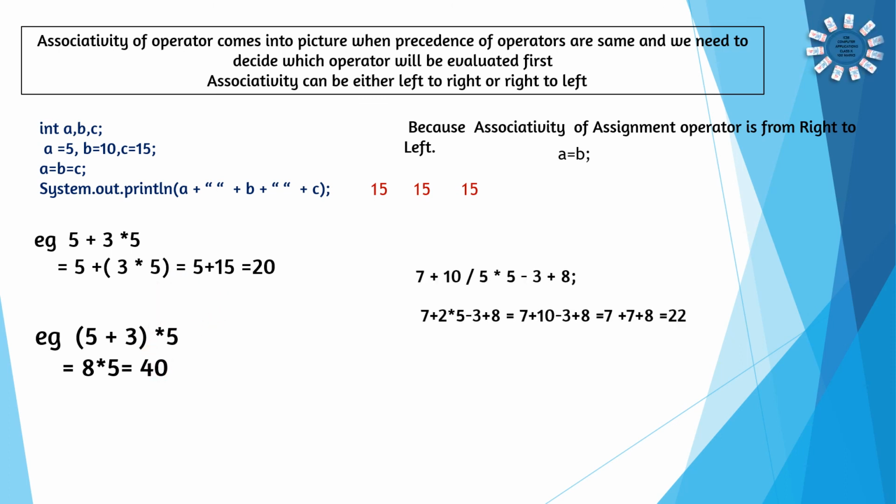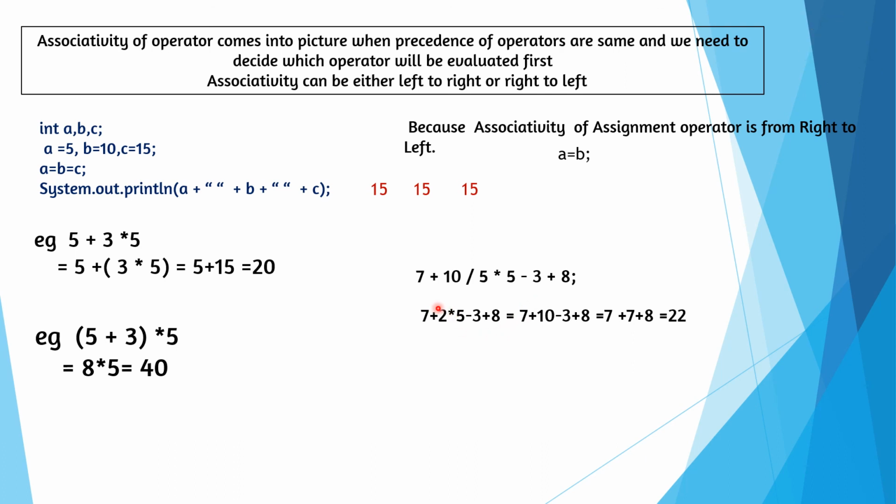And the next question, 7 plus 10 by 5 into 5 minus 3 plus 8. So how we can do? First division is coming, division will be first. Here division, so 10 by 5. 10 by 5 it is 2. 2 into 5 minus 3 plus 8. So like this the expression will be done.